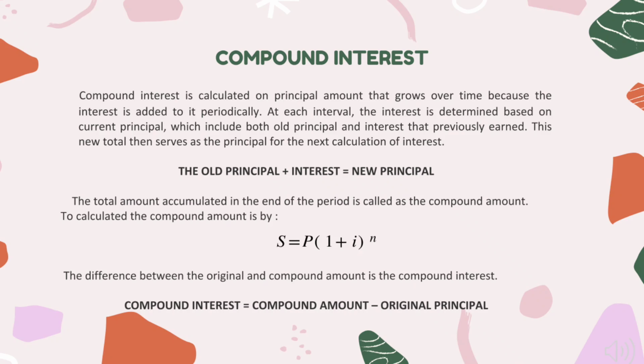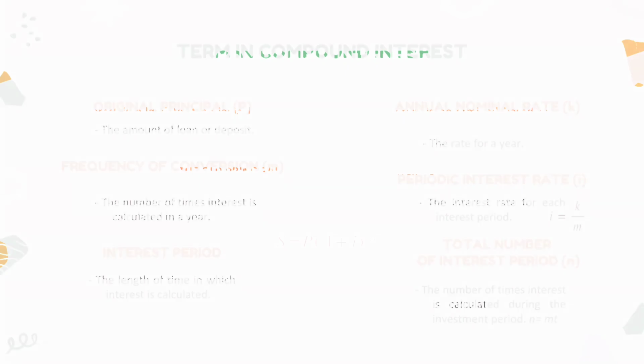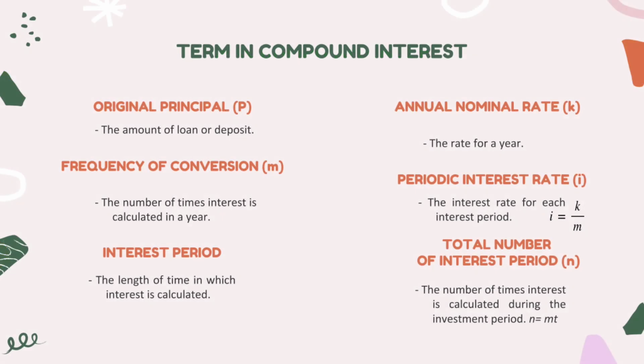The difference between the original and compound amount is the compound interest. So compound interest equals compound amount minus original principal. The terms in compound interest: original principal, known as P, is the amount of the loan or deposit. Frequency of conversion, m, is the number of times interest is calculated in a year.